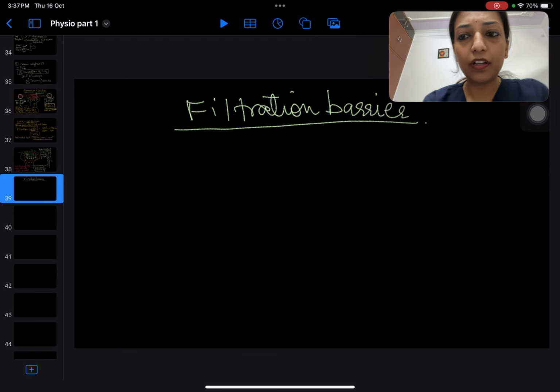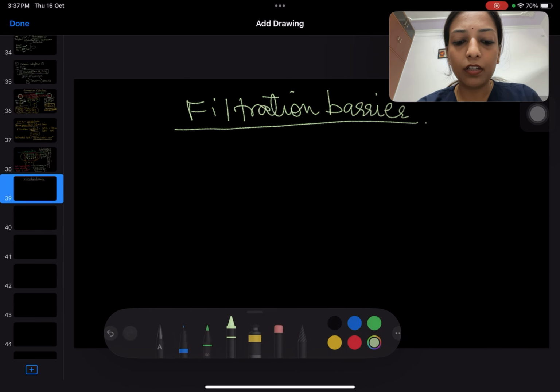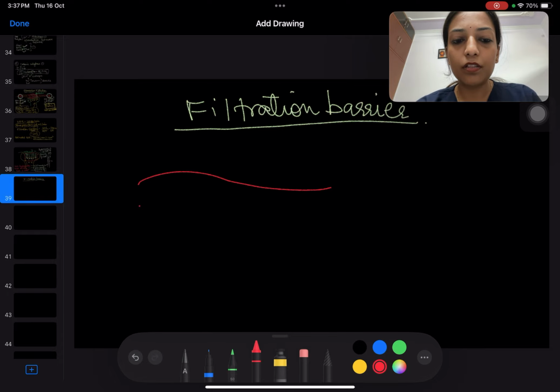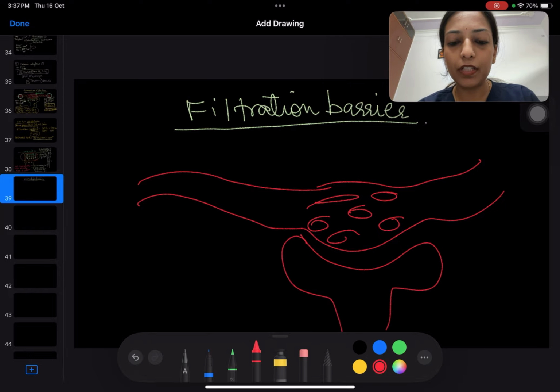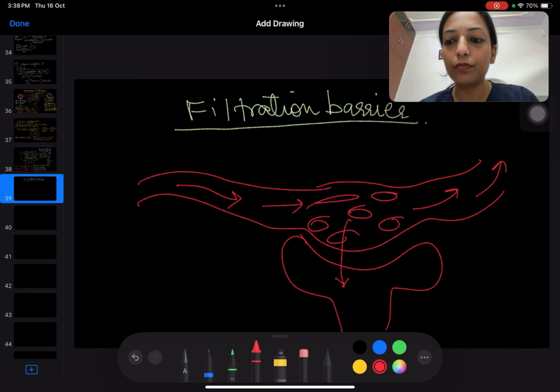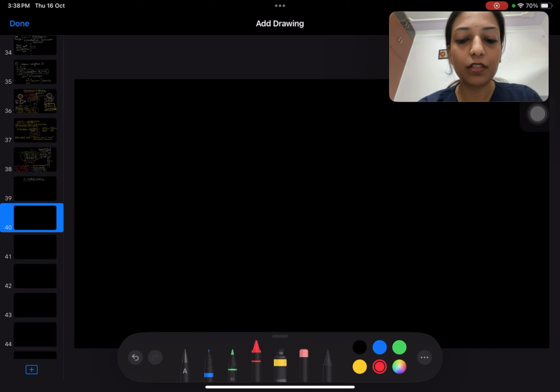What is the filtration barrier? That is what we need to know. See, what happens is that when there is blood flowing, it comes into these fenestrations. This is the Bowman's capsule and this is the PCT. All the blood that flows does not get filtered into the Bowman's capsule. There are many things that stay behind and then return from the efferent limb, right? So there must be a barrier that is preventing a few things from coming outside and keeps them inside. That barrier is known as the filtration barrier. We need to understand that today.